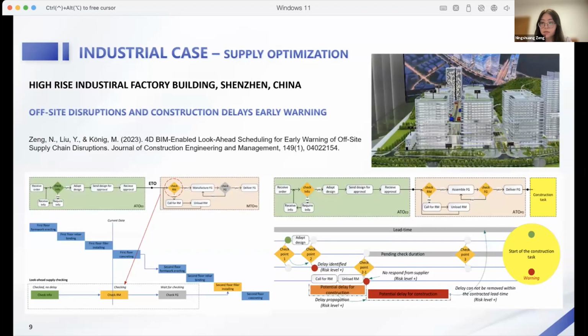And there is another project in Shenzhen City. This is a high-rise industrial factory building because the land space in Shenzhen City is really limited. And they start to build the factory like this. And based on the process coordination platform, we developed the early warning engine to avoid supply delays and related construction delays. We set a series of checking points to diagnose the potential delays in advance and provide the possibility for both suppliers and construction company managers to discuss and solve the problem in advance before the real delay and cost rise occurs.